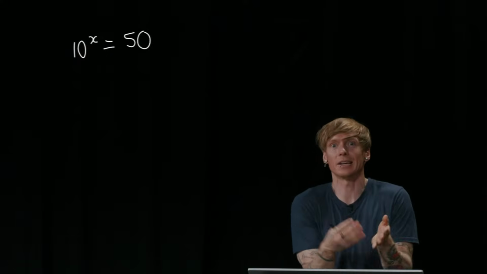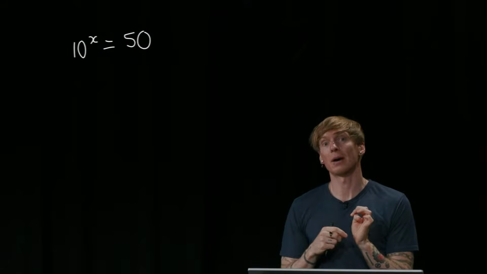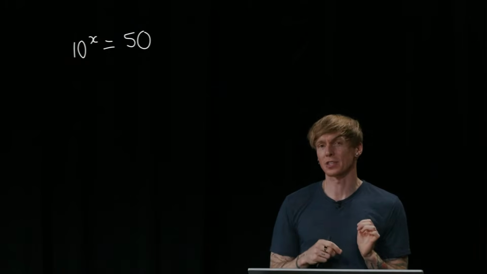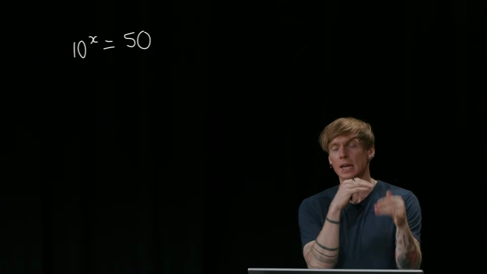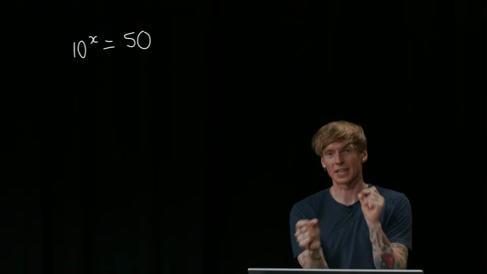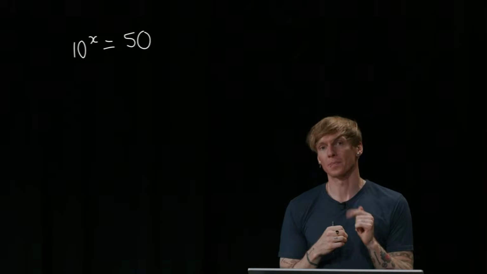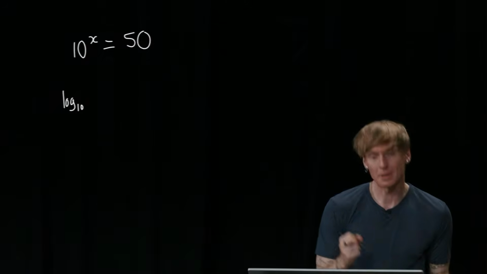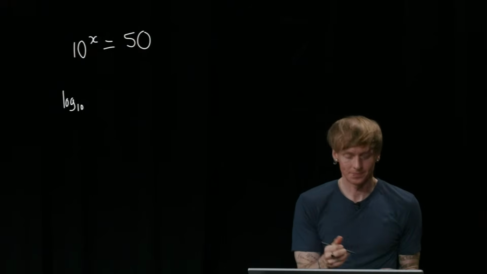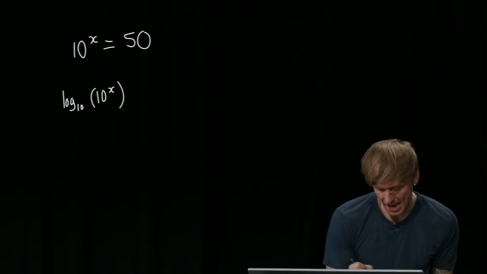So we don't immediately know what the answer is, and we can't rewrite 50 as a power of 10 immediately like we just did. So here we really do need to go through and take log base 10 of both sides of the expression to cancel out the exponentiation. And it is important we do the same to both sides of the equation to make sure that it still holds true. So we could do log base 10 of 10 to the x.